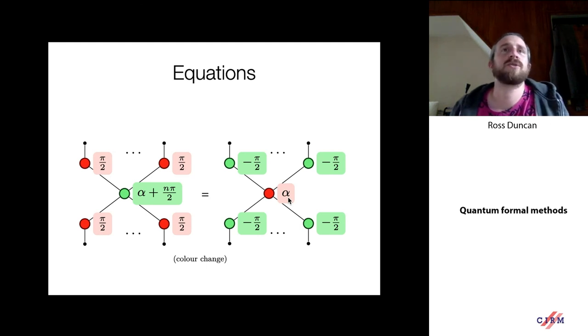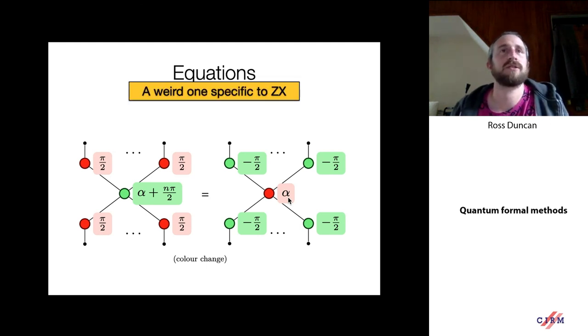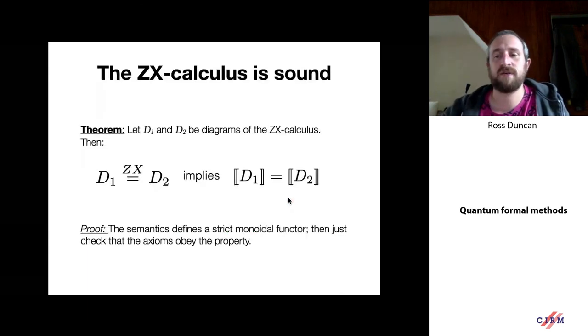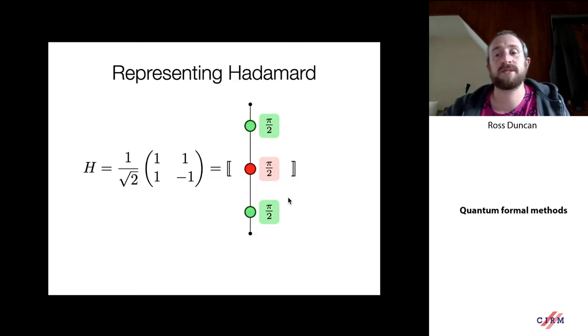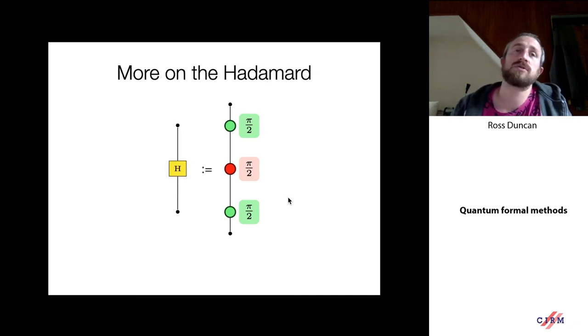Okay, so this one is secretly all about the Hadamard gate. I'm going to come back to that in a minute. So the first thing to notice is that if two diagrams are equal by the ZX calculus, then their linear maps are equal. And that's very easy to check. So here is how we represent the Hadamard. It's only one of four ways that's a natural way to represent it, but we'll just use this one. And because this is going to come up so often, I'm going to use a special notation for it. So this is just a shorthand, H is equal to this.